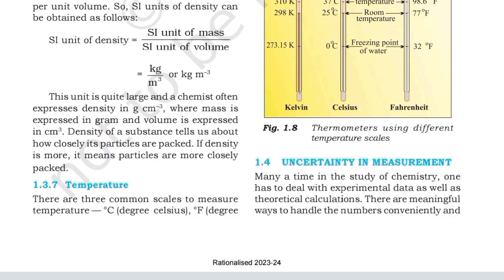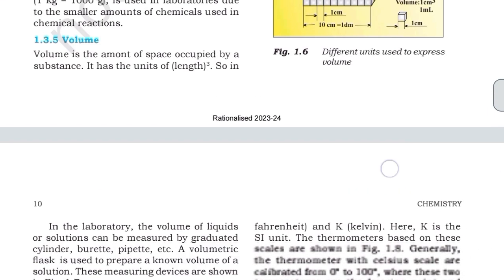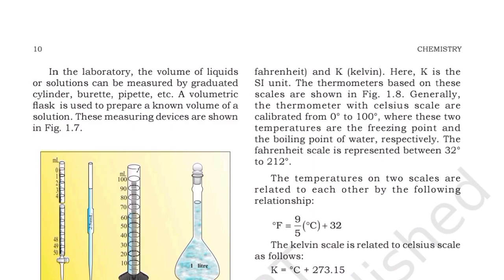Temperature. There are three common scales to measure temperature: degree centigrade or degree Celsius, degree Fahrenheit, and Kelvin. Here, K, or Kelvin, is the SI unit. The thermometers based on these scales are shown in figure 1.8. Generally, the thermometers with Celsius scale are calibrated from 0 degree to 100 degree, where these two temperatures are the freezing and boiling point of water respectively. The Fahrenheit scale is represented between 32 to 212 degrees.